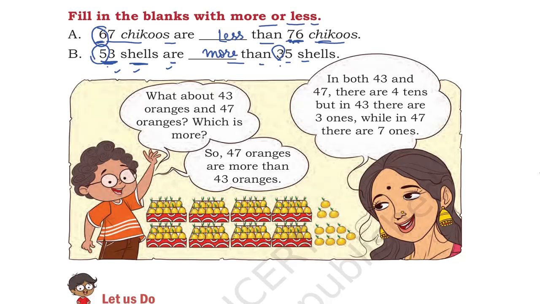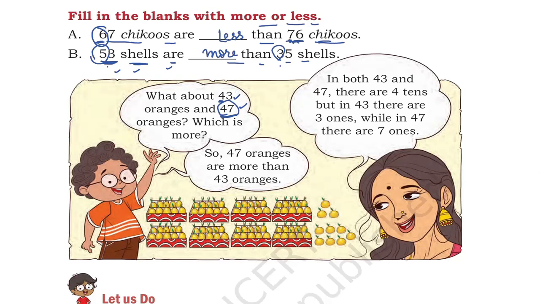Till now, we were comparing only the tens digit to find which is more and which is less. Now here in the tens place, both of these are the same, so we are going to compare the ones place numbers. 3 and 7. Is 3 more or 7 more? Obviously, 7 is more. So 47 is going to be more. We can say 47 oranges are more than 43 oranges.